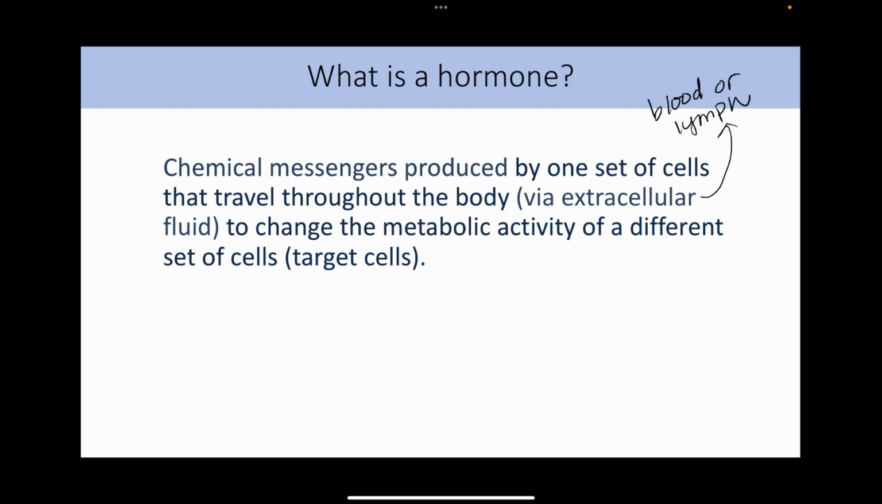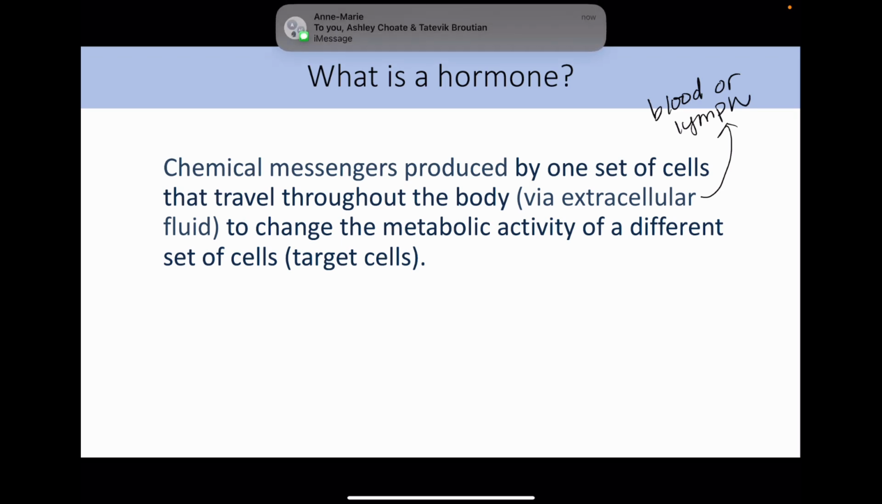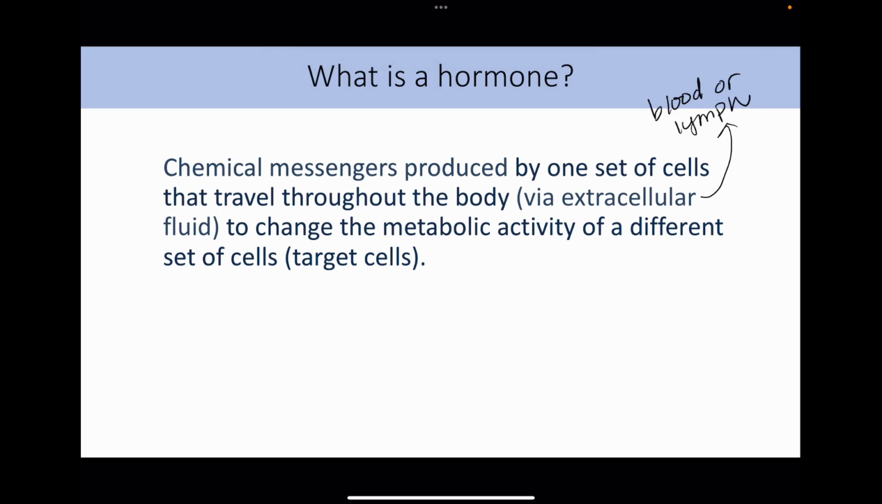To change the metabolic activity of a different set of cells or target cells. So endocrine glands produce the hormone, which goes out to the target cell and causes some change in that target cell. Whether it's testosterone causing the growth of an Adam's apple, or growth hormone causing the lengthening of a bone, these hormones are going to have specific targets to cause specific changes in those organs or cells.